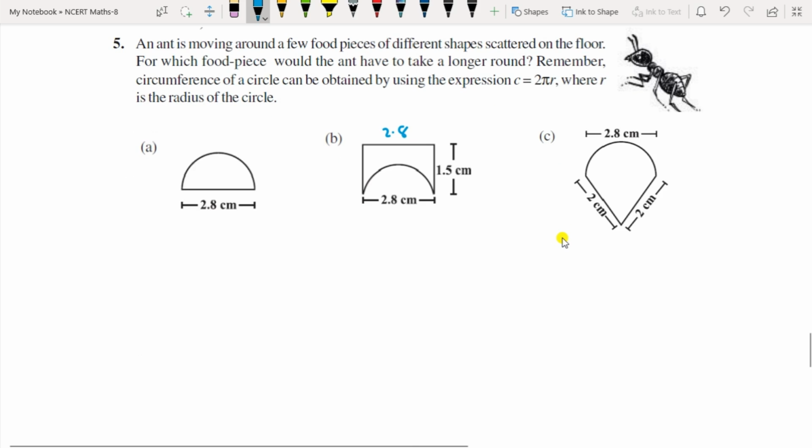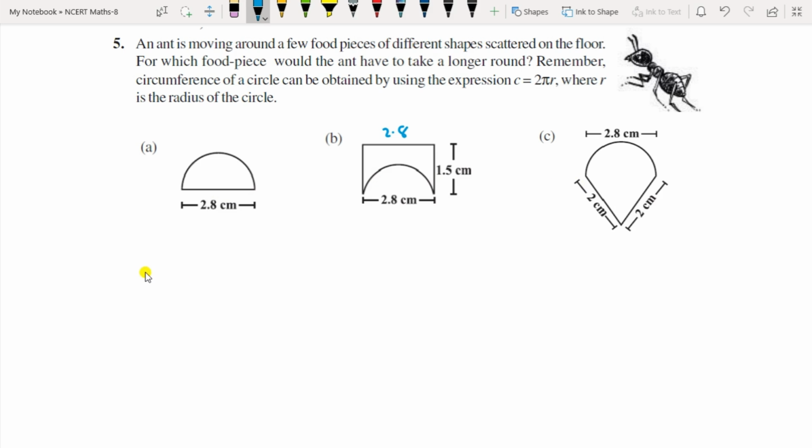Next one here is, an ant is moving around a few food pieces. There are different type of food pieces kept here, and for which food piece would the ant have to take a longer round? And remember, the circumference of circle can be obtained by using the expression c equal to 2 pi r, where r is the radius of the circle. Now in the figure A, let us start with figure A. These are the three shapes given. The ant has to move around for the food.